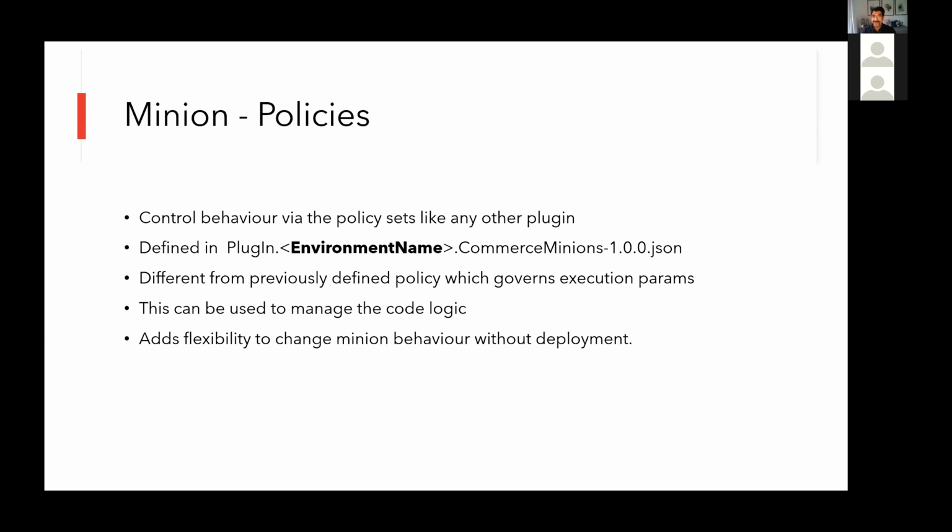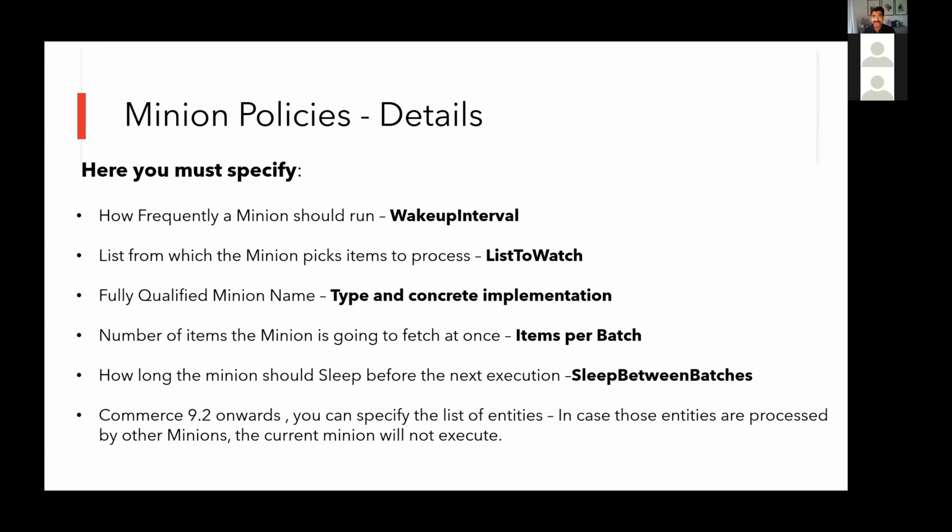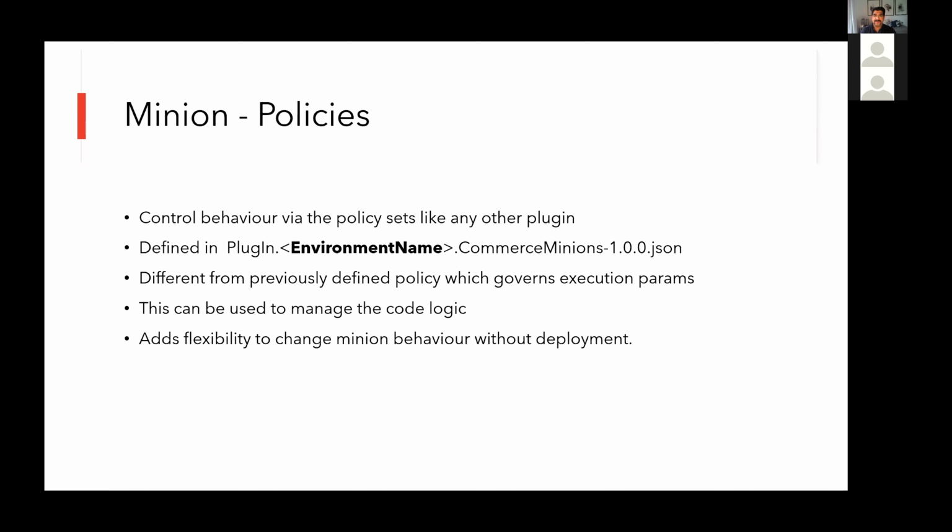Similarly, a minion is also a type of plugin. So you can define the minion policies, minion environment policies, into commerce minion dot, you can create your own policy set here, and you can define that within the commerce minion.json. So it's different from the previously defined policy, which governs the execution parameters. The previous policy that we saw on the screen governs the execution parameters: how frequently it should run, how it should run, and how it is being executed. But this one defines the behavior.